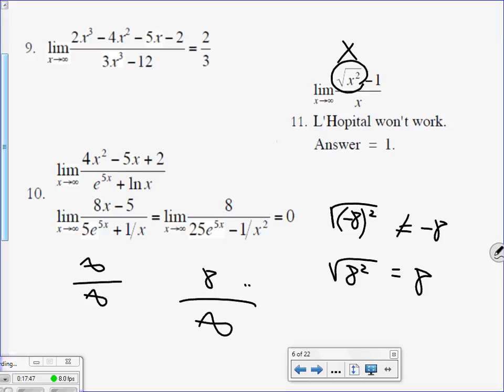Then you could apply L'Hopital. But if you try to apply L'Hopital's as is, you have infinity over infinity. You just start getting into all the radicals. Did anybody try that? Okay.